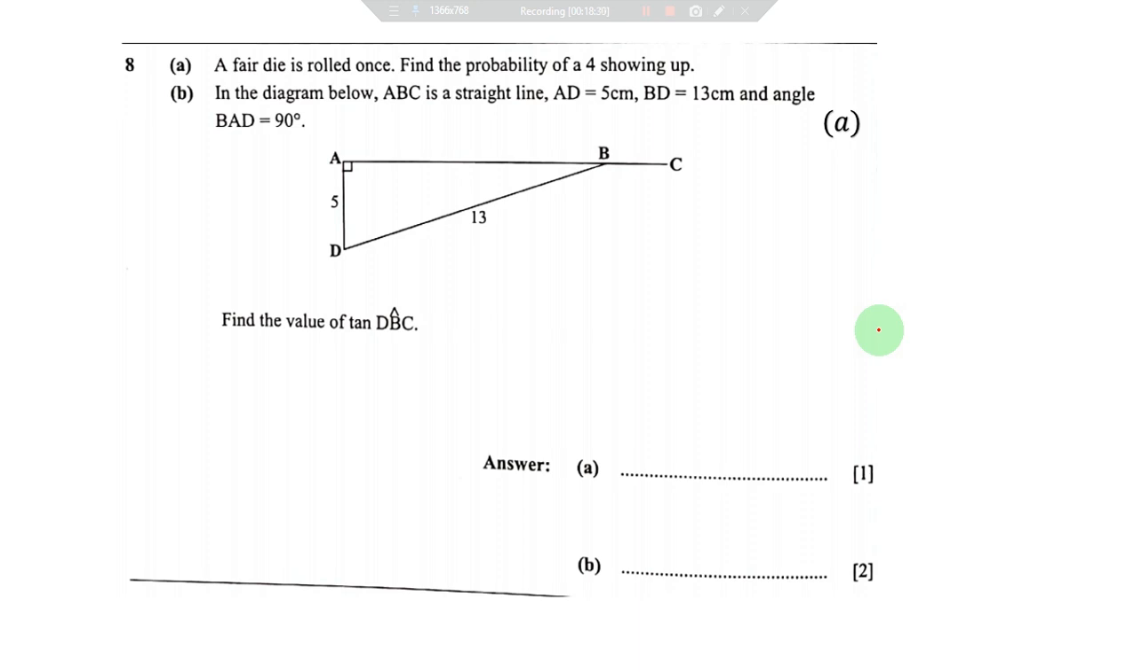So the possible outcome is 1. For the probability of picking a 4, the possible outcome is 1 out of how many faces there are? 6. So the probability of a 4 showing up is 1 over 6.